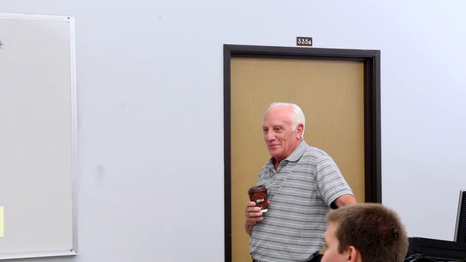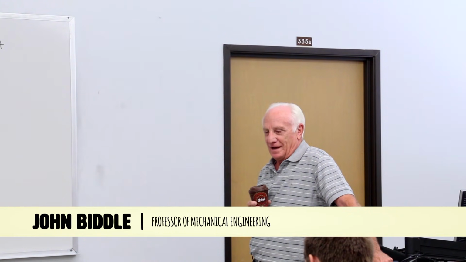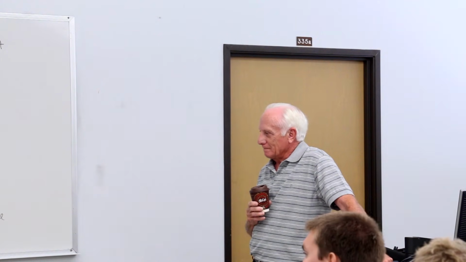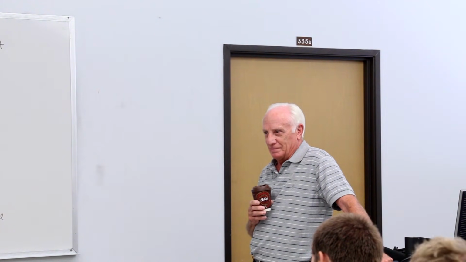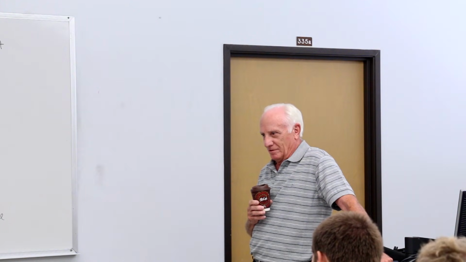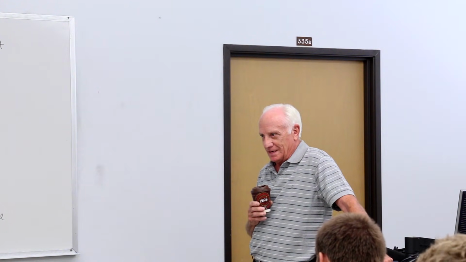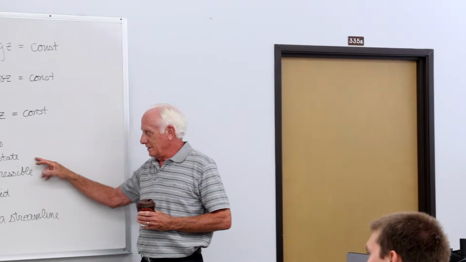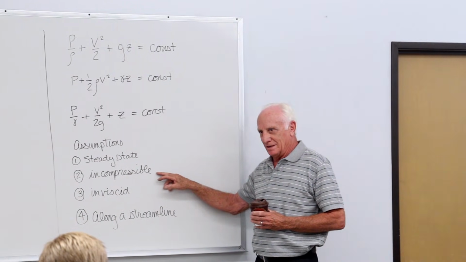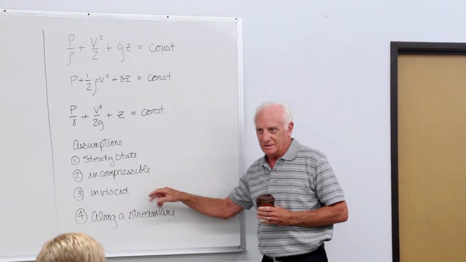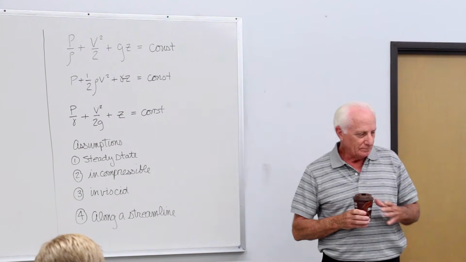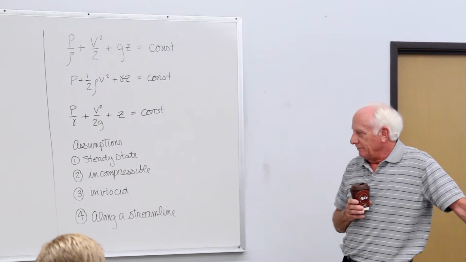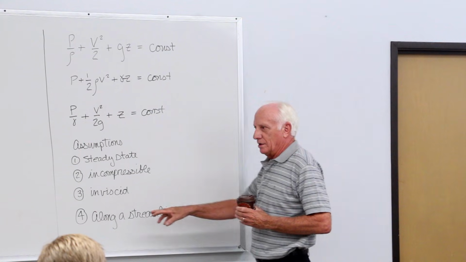Okay, a quick review. We derived the Bernoulli equation in Chapter 3. It's one of the most basic equations in fluid mechanics. It has a number of assumptions about it that must be satisfied. They're listed here. Number 1 is a steady state equation. Number 2, the fluid is incompressible and inviscid. Inviscid means that the effects of viscosity of the fluid can be neglected. And finally, it applies along a streamline.